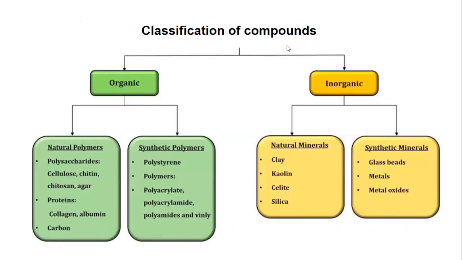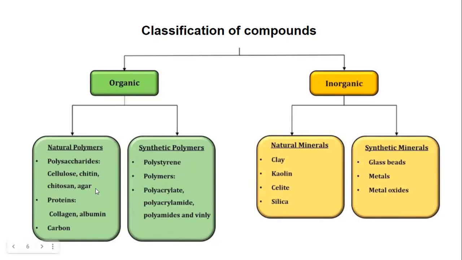Next is the classification of compounds. As we have organic and inorganic, two opposite domains, but in both of the domains, we do have both naturally occurring organic compounds, naturally occurring inorganic compounds, and synthetic organic and synthetic inorganic compounds.